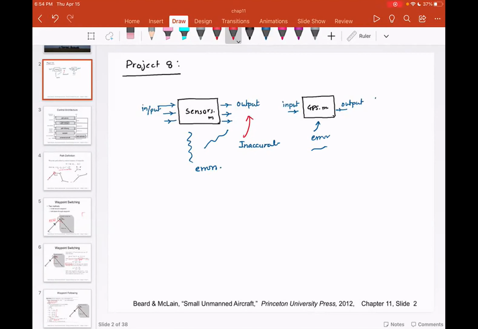What this project is asking you to do is first implement the error models, the coefficients for random walk, the coefficient for the drift, and other parameters that are defined in Appendix H. So let me look at Appendix H.